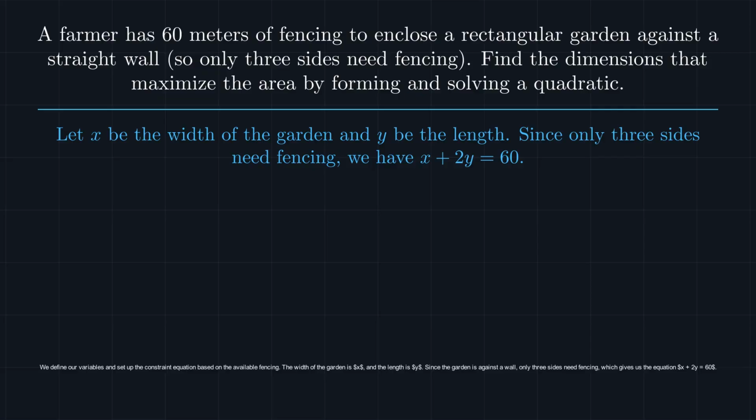We define our variables and set up the constraint equation based on the available fencing. The width of the garden is x, and the length is y. Since the garden is against a wall, only 3 sides need fencing, which gives us the equation x plus 2y equals 60.